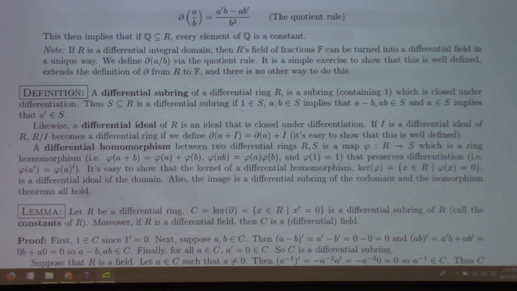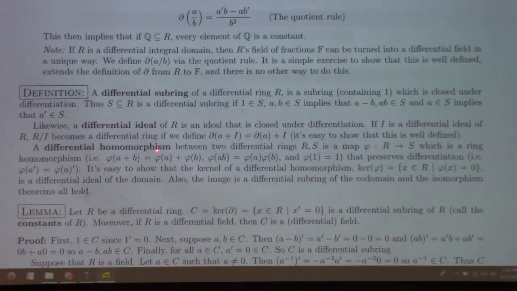Very satisfying. You can also define a differential ideal. That's an ideal which is closed under differentiation. Ideal in the sense we defined last semester, right? Closed under the usual multiplication. And if we have a differential ideal and we quotient by a differential ideal, it becomes a differential ring, provided we define the derivative on the cosets just by the derivative of the representative of the coset. Again, you can show it's well defined.